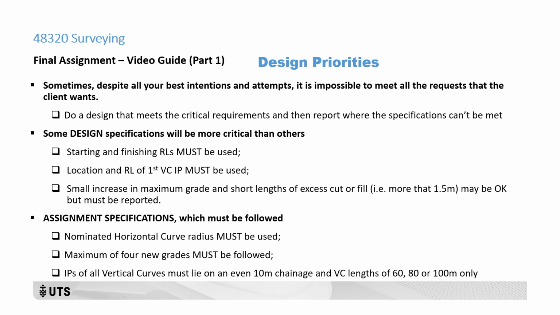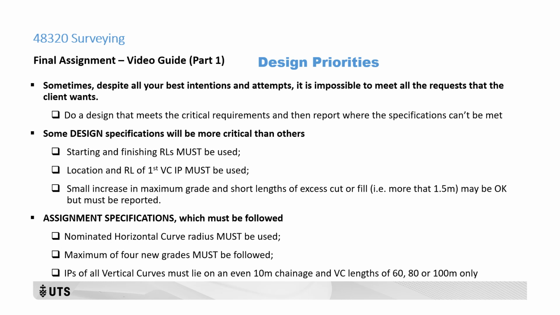There are a couple of things that are critical to this assignment. The nominated horizontal curve radius must be used. You don't have free choice in that, as you would if you were a real engineer. After the first grade, which is fixed, has been adopted, you must then have no more than 4 new grades. So we'd suggest aim for 2 or 3 to climb, follow the natural surface to climb to the crest, and then just aim for 1 grade to come from the crest down to the finishing point.